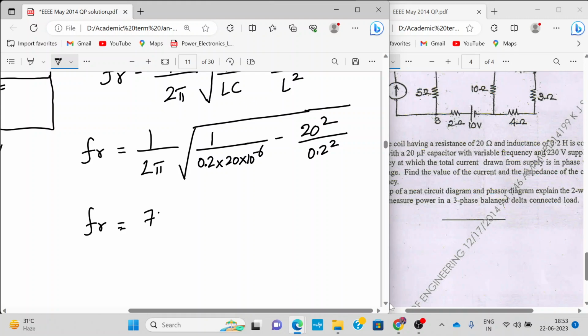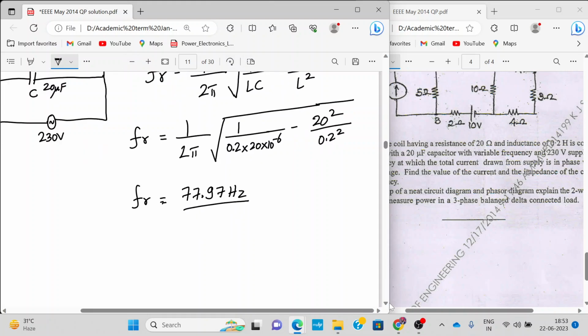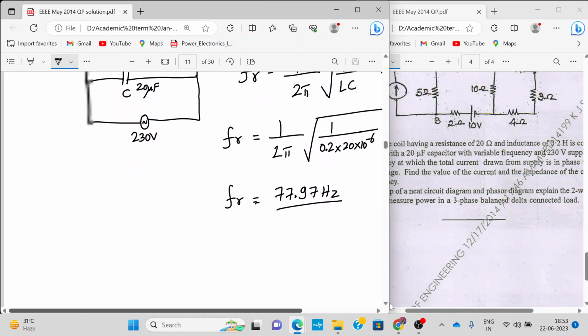It's 77.97. If you solve it calmly, you will get the correct answer. Unfortunately, in the last 10 minutes, last 5 minutes, you are in a hurry, so you might tend to make mistakes. Don't do that. Slow down. Do it correctly, whatever you're writing. If you know the formula, there should be no mistake at all.